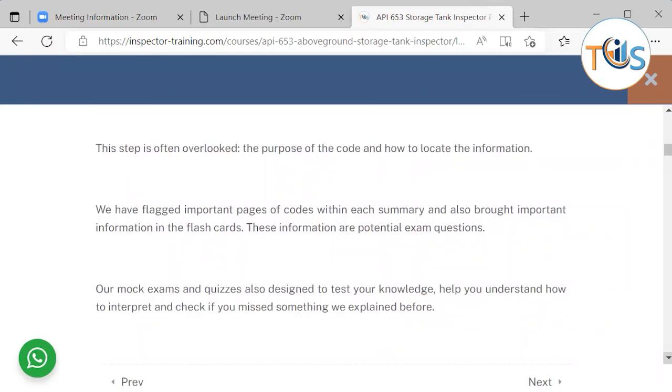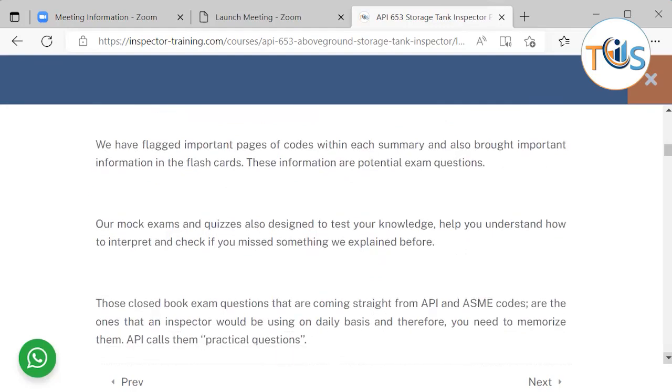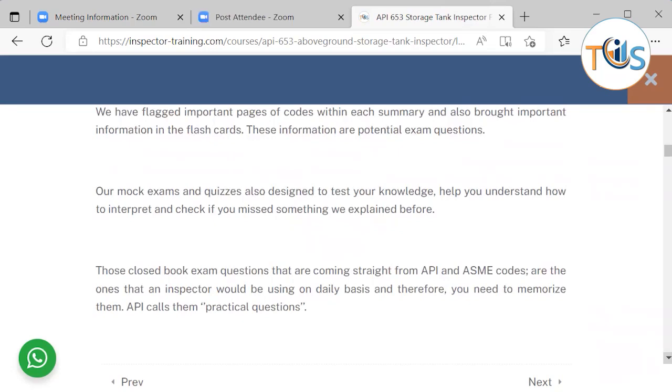Well, we have flagged important pages of code within each summary and also brought important information in the flashcards. This information should be treated as potential exam questions. Mock exams and quizzes are also designed to test your knowledge, help you understand how to interpret, and check if you missed something we explained before.